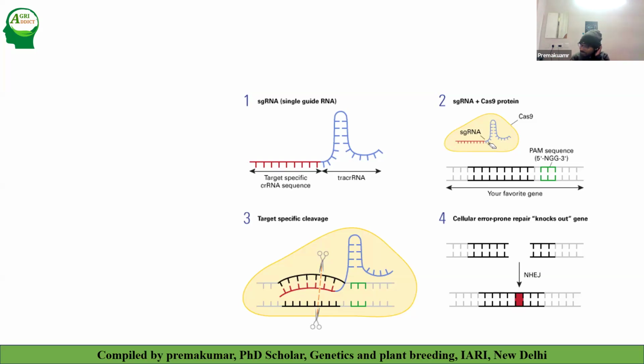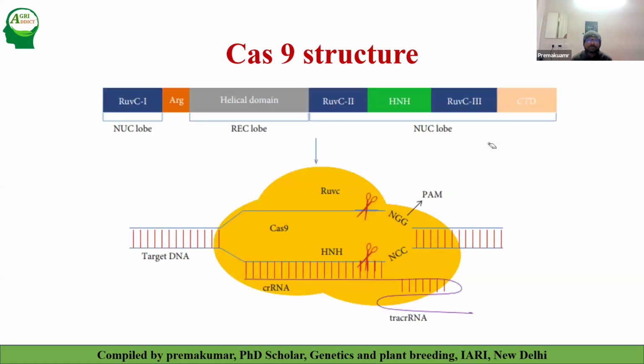I will share two papers, a CRISPR toolbox paper and genome editing for future breeding. If you read those papers, you will get the Cas9 structure. It is a protein having multiple domains: the NUC lobe, REC lobe, then the helical domain, then the HNH domain and the RuvC domain. See, why is it very important? Because of the RuvC domain and HNH domain.